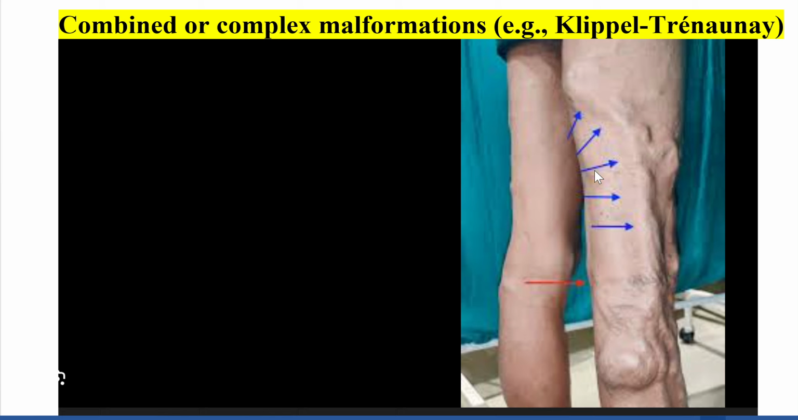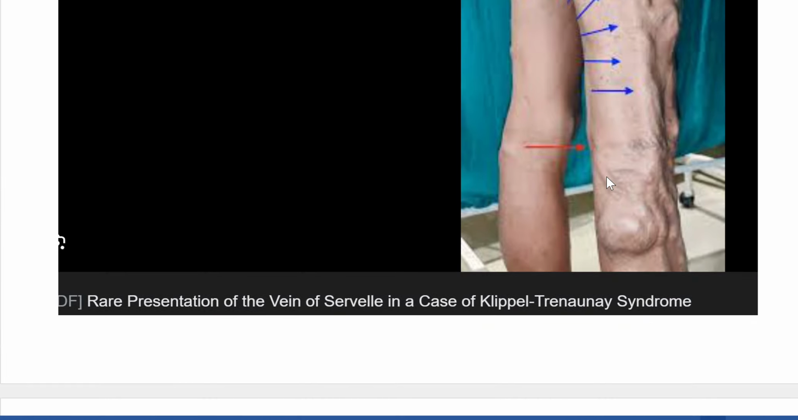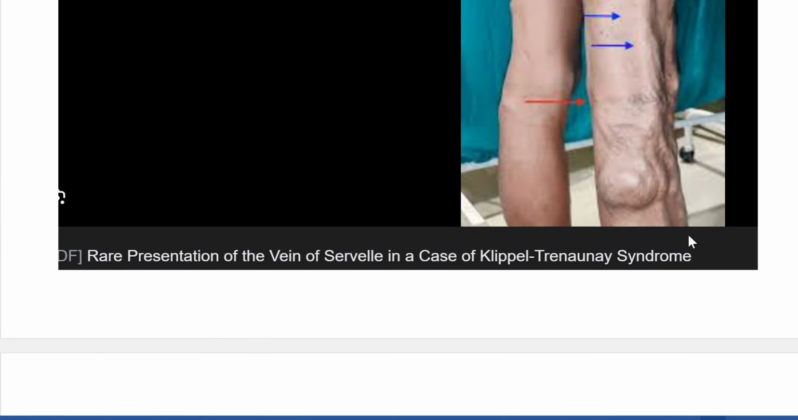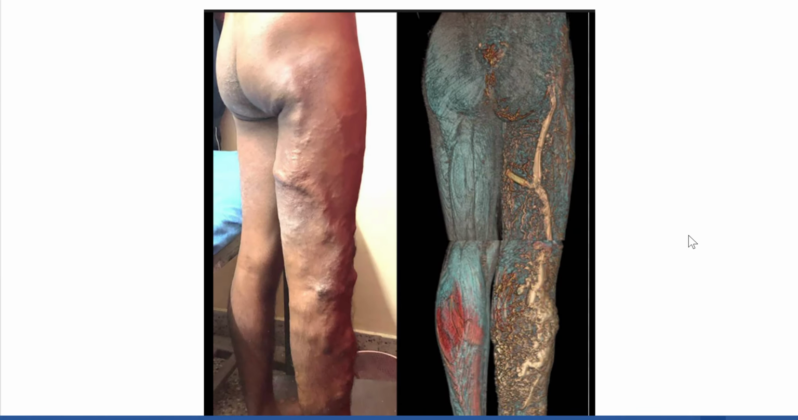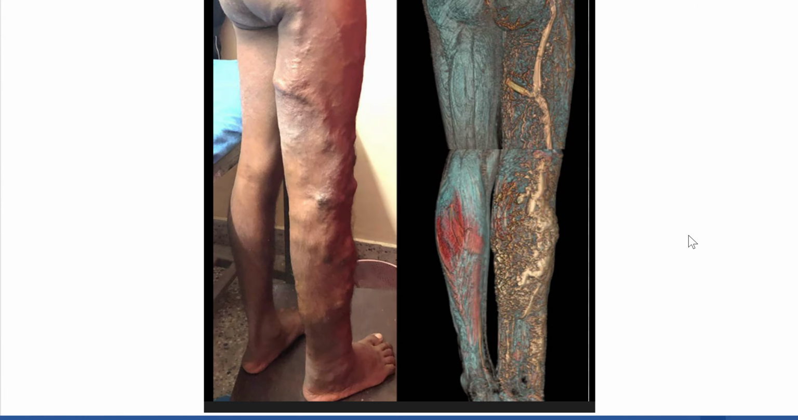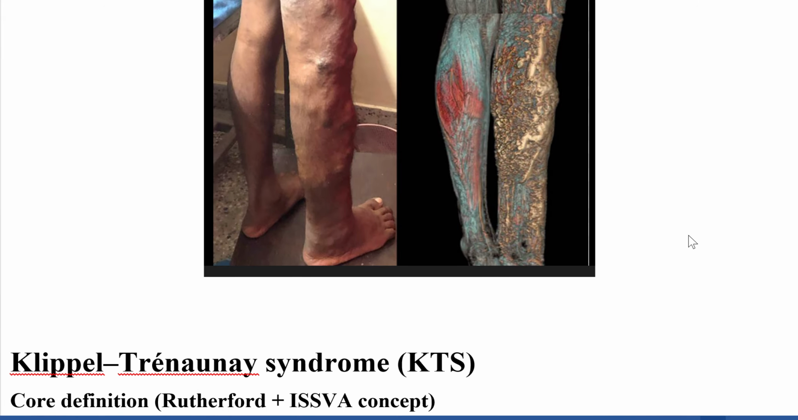Klippel-Trénaunay syndrome is a type of combined malformation, including venous and lymphatic malformation. Here, seen in the picture, there is a lateral vein, or vena marginalis. Another picture for the vena marginalis, which is a congenital vein.